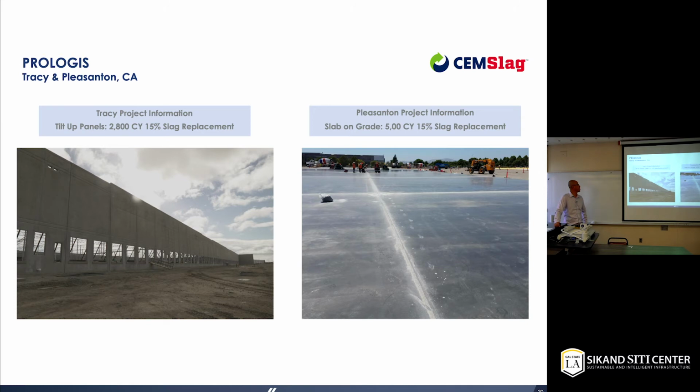If you're not familiar with Prologis, they are one of the largest industrial developers, and these are two of their projects. Both are tilt-up projects, and for both they're using slag. In Tracy, they're using 15% slag replacement in their tilt-up panels, and in Pleasanton, they're also using 15% slag replacement in their slab on grade. Again, these are very typical tilt-up projects, and they feel very comfortable using slag in them.